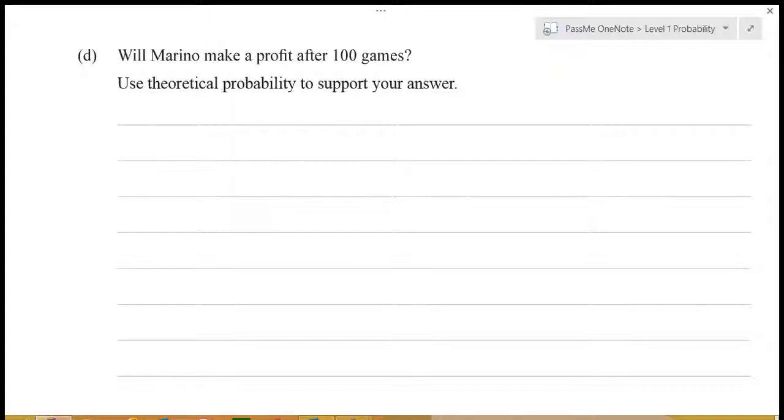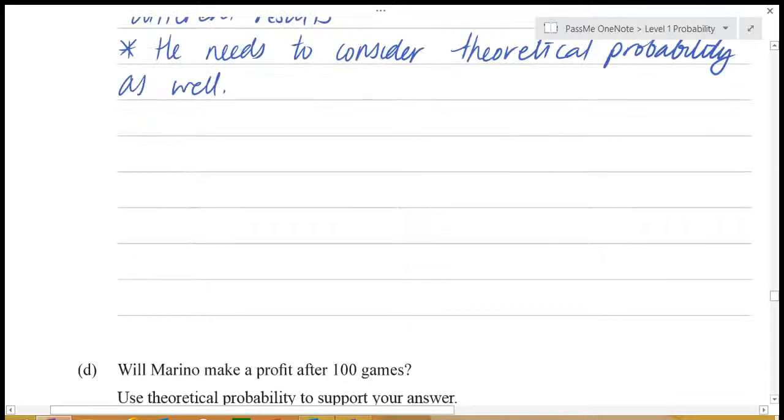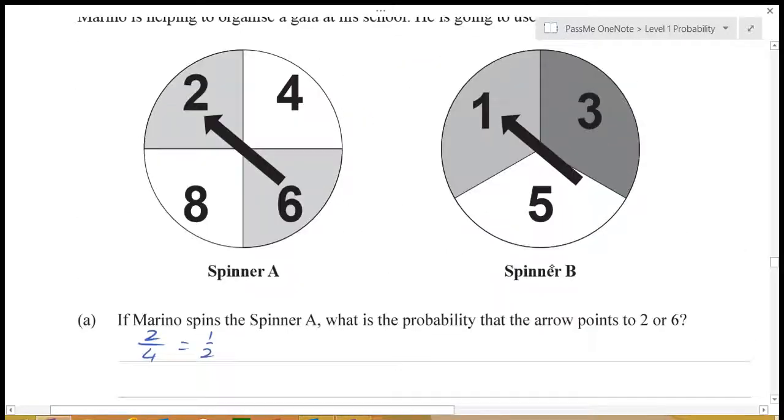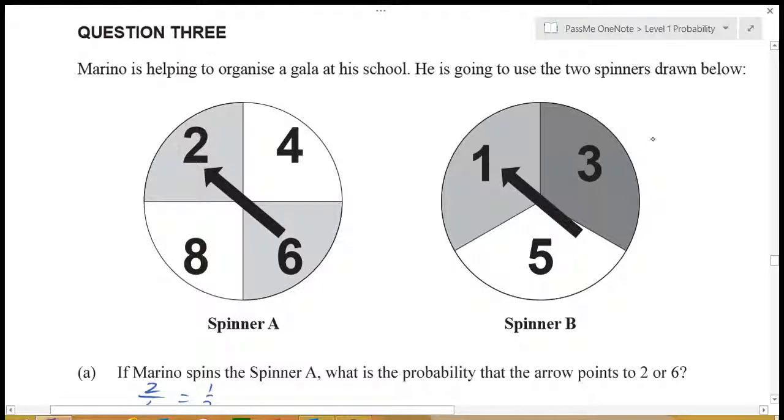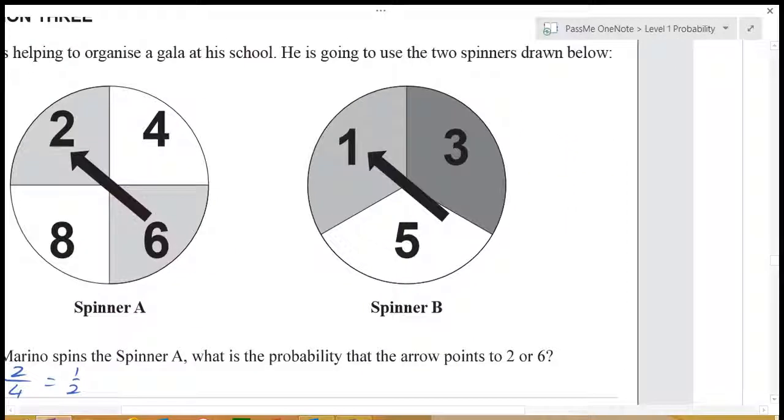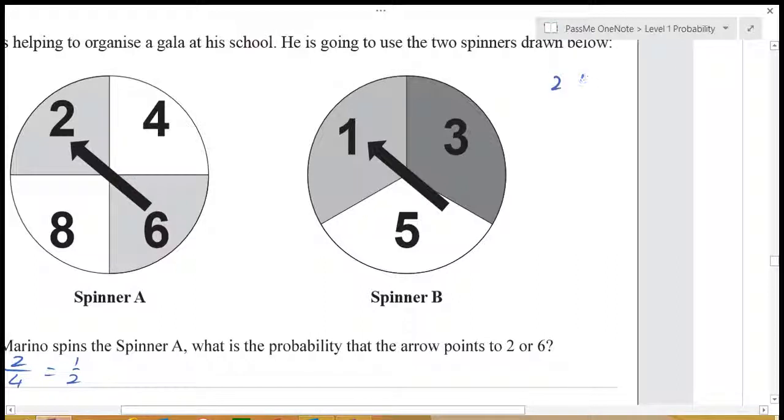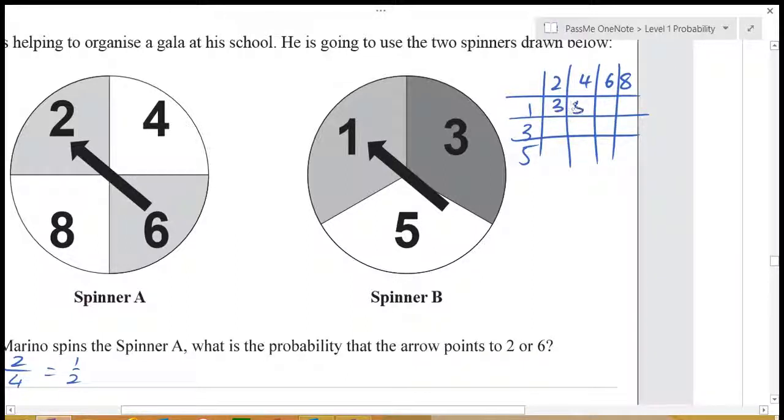So what we want to think about is all the possible totals that he can get from spinning these. Let's write up a little table in the corner here. He could get 2, 4, 6 or 8 from the first one, and he could get 1, 3, 5 from the next one. So if we add these up, that'll give us 3, 5, 7, 9, 5, 7, 9, 11, 7, 9, 11, and 13.